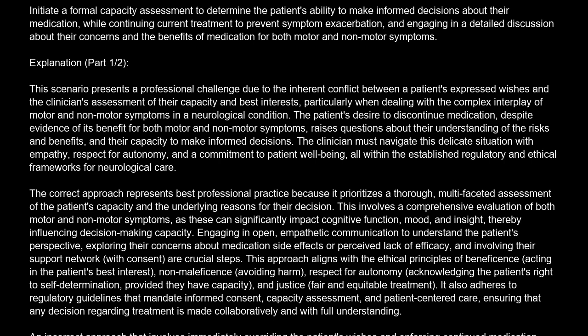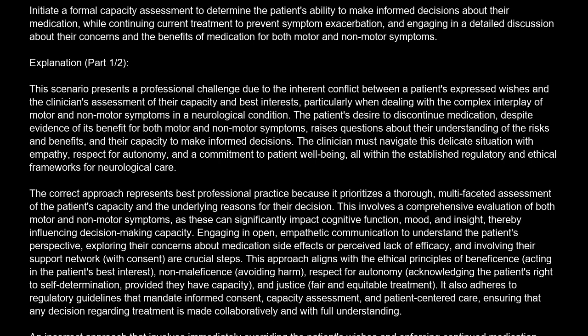Explanation. This scenario presents a professional challenge due to the inherent conflict between a patient's expressed wishes and the clinician's assessment of their capacity and best interests, particularly when dealing with the complex interplay of motor and non-motor symptoms in a neurological condition. The patient's desire to discontinue medication, despite evidence of its benefit for both motor and non-motor symptoms, raises questions about their understanding of the risks and benefits and their capacity to make informed decisions. The clinician must navigate this delicate situation with empathy, respect for autonomy, and a commitment to patient well-being, all within the established regulatory and ethical frameworks for neurological care.